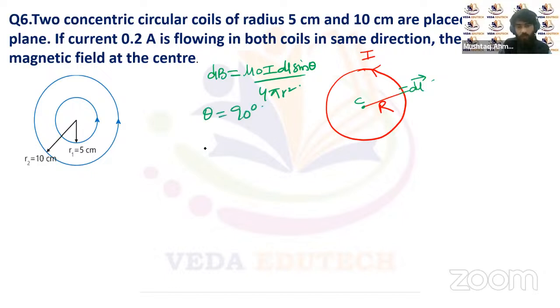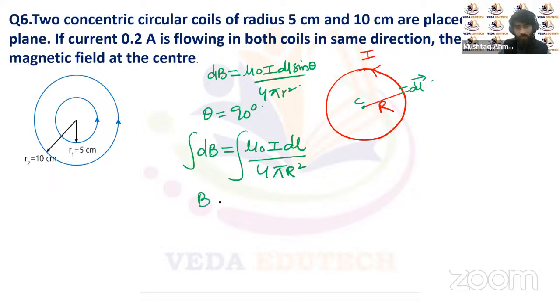So I will get the value of dB, that's mu naught I dl upon, now the distance between the current element and the point here is R, that will be 4 pi capital R square, right? Now to calculate the total magnetic field because of the whole circle here, we'll have to integrate on both sides, right? Now B, this is the net magnetic field, that will be mu naught I upon 4 pi R square integral of dl.